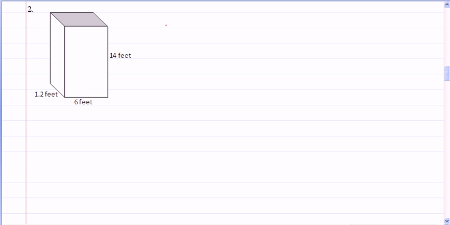For number 2, the first thing I do is identify the figure, and this is a rectangular prism. And to find the volume of a rectangular prism, the formula, there are actually two formulas. One is length times width times height, and the other one is base times height.